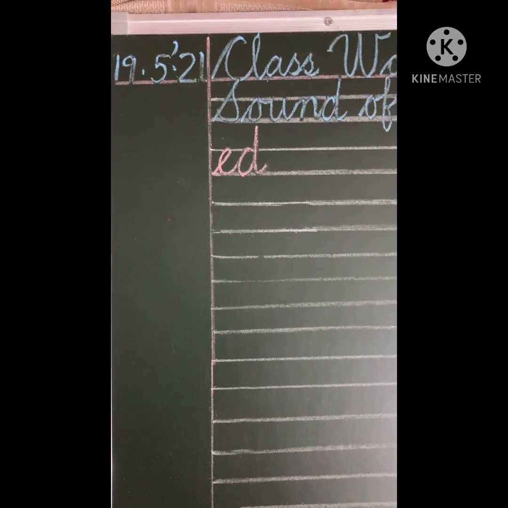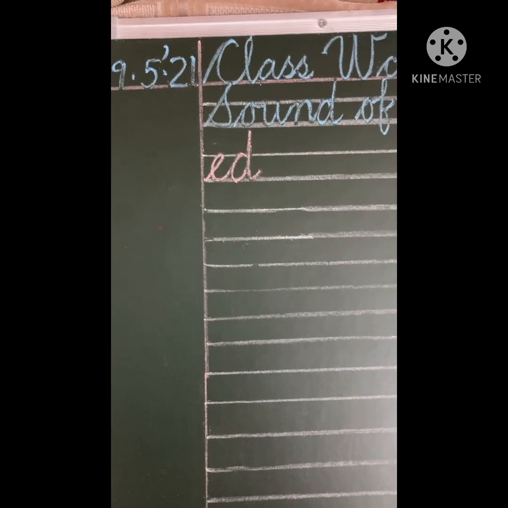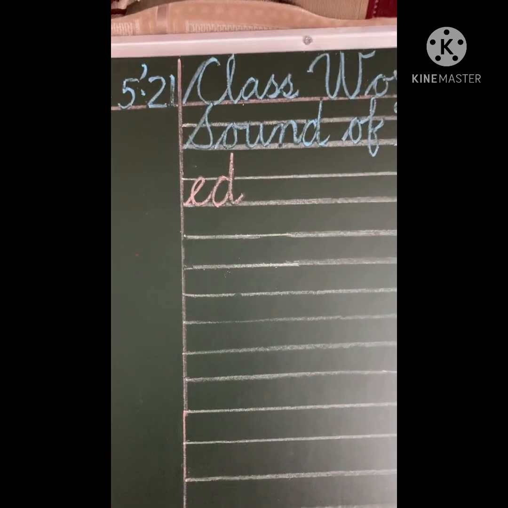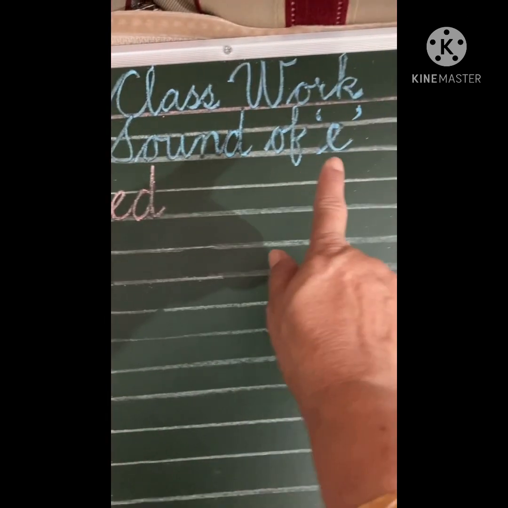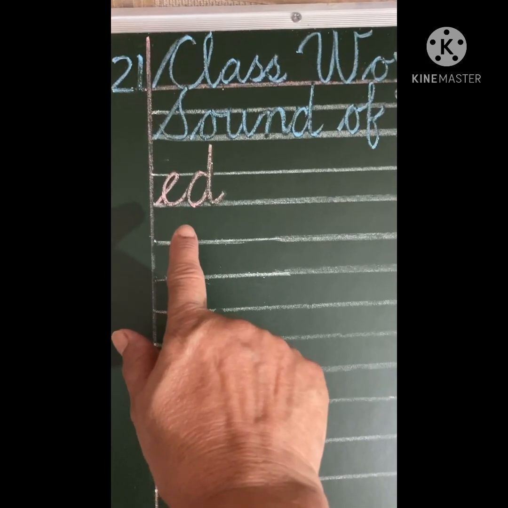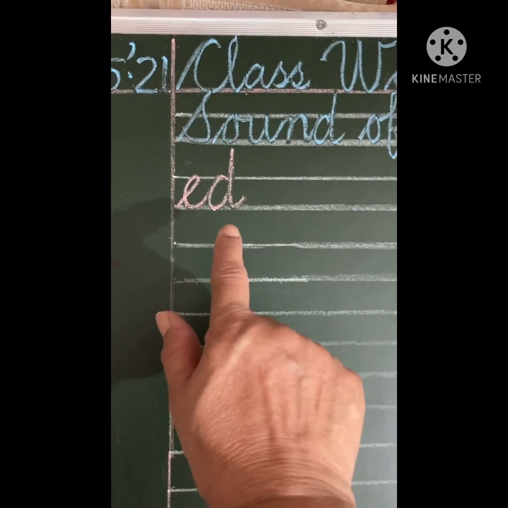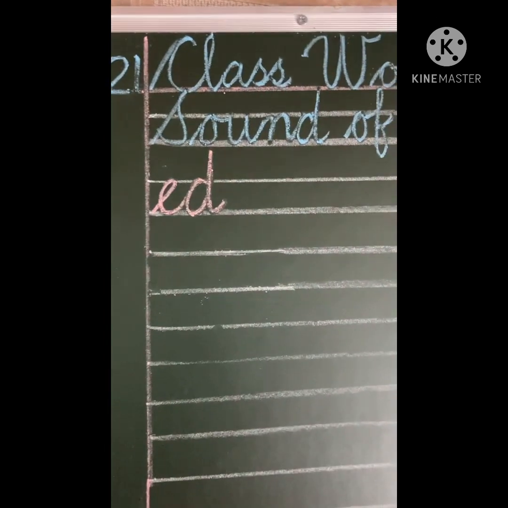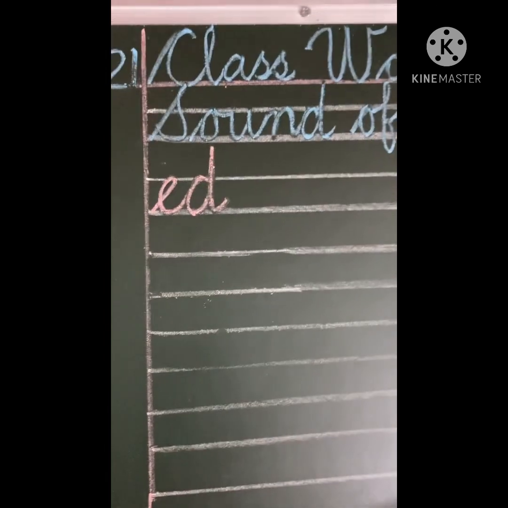Hello kids, in today's English learning we are going to take up the next CVC words of sound of E, and today we will be having ending sound ed, so they will be called ed family words. Let's start to write the first word.